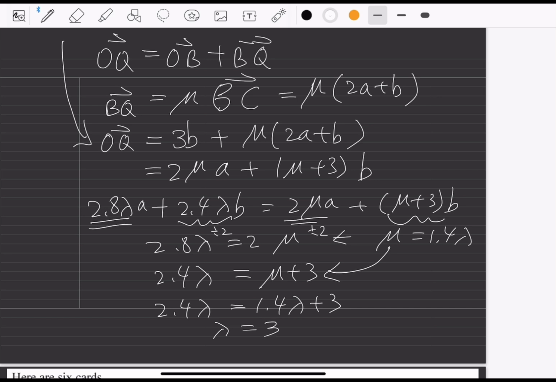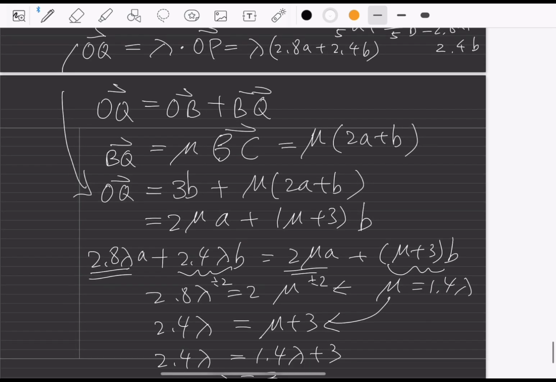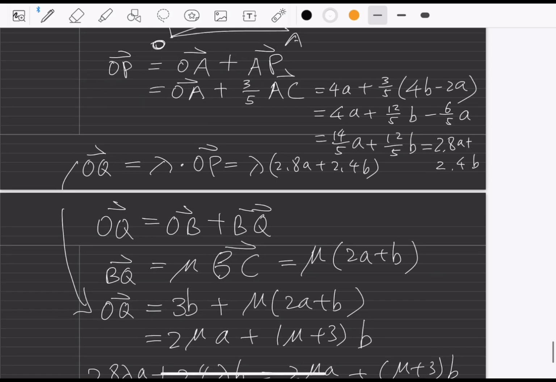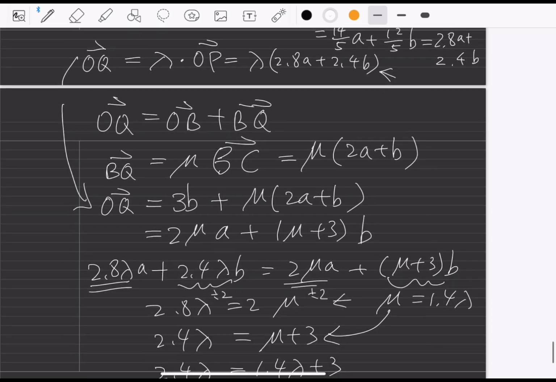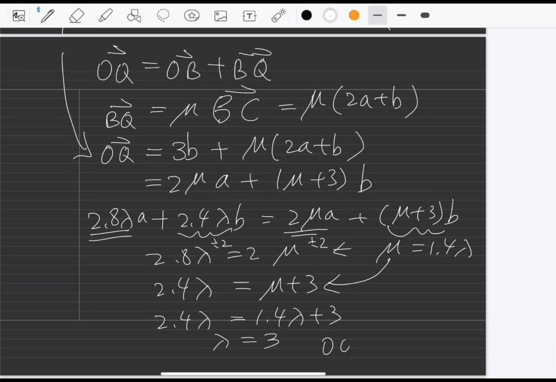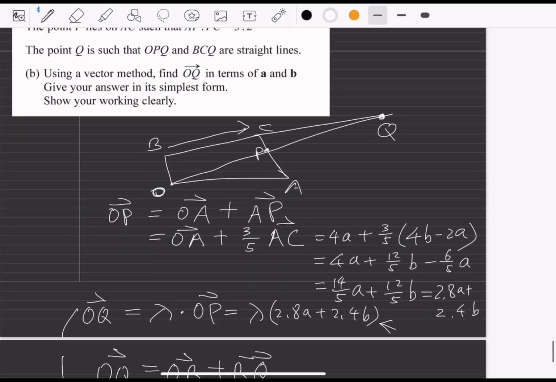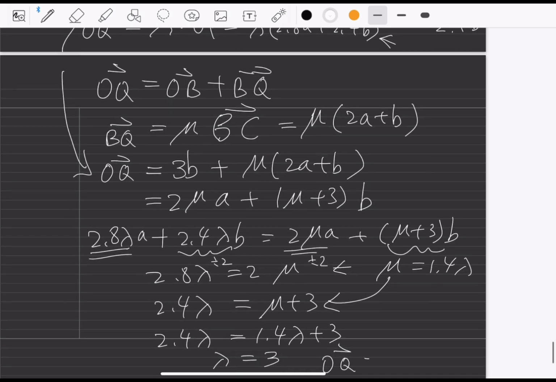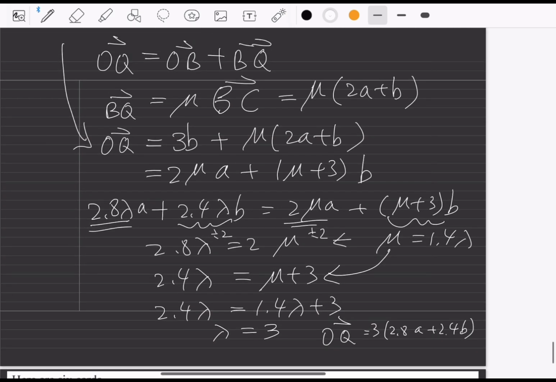When lambda equals 3, we can just sub back into this equation. So we have OQ, which is what the question asked, equals 3 times 2.8a plus 2.4b. If we calculate this, we have 8.4a plus 7.2b. So that is the answer we are looking for.